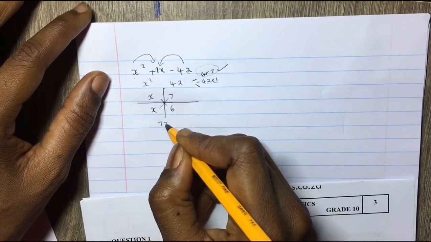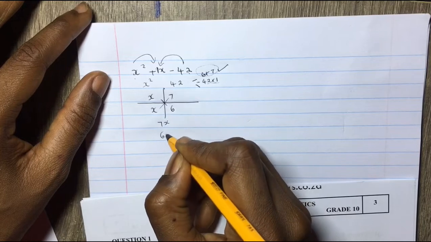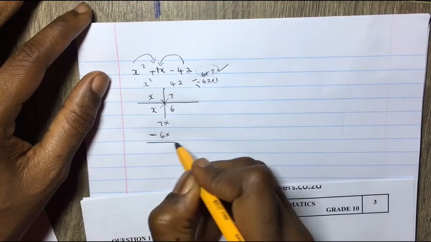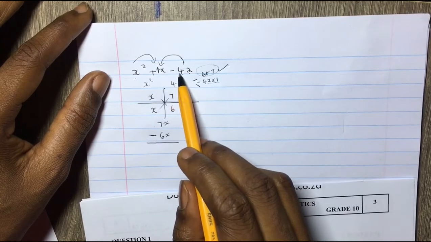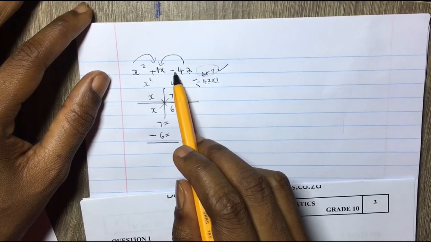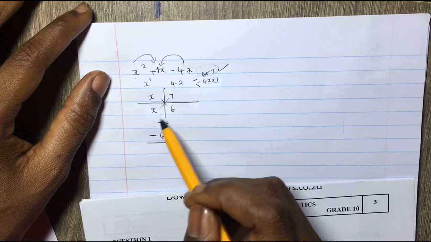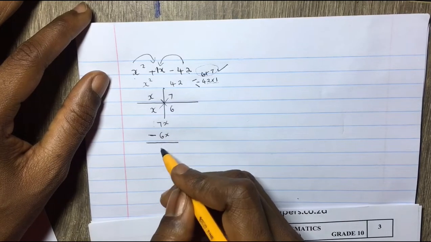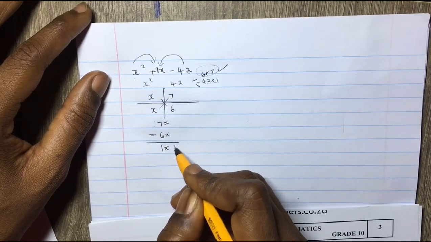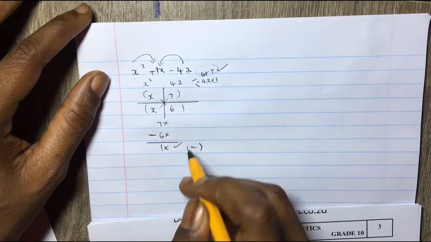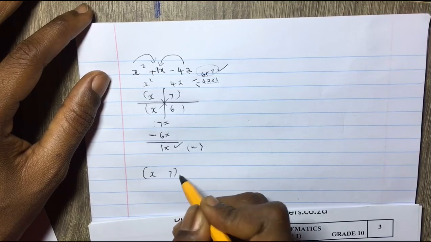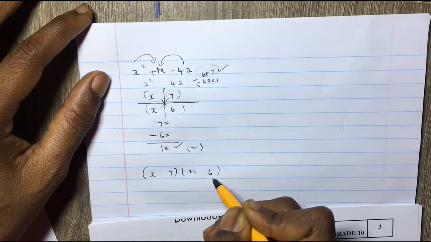7 times x is 7x, 6 times x is 6x. How do I know whether I'm adding or subtracting? You look at the last term; it tells you whether you should add or subtract the values. So you get 1x, which is the middle term. Therefore, these are your factors. So I'm going to have x 7, x 6.